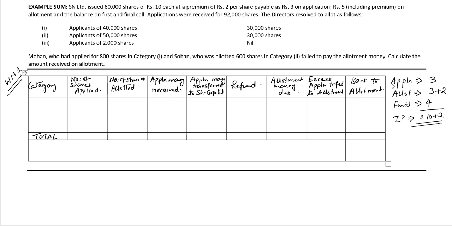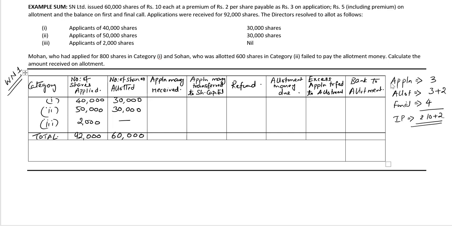The total of the number of shares applied column should be 92,000 shares, and the total of the number of shares allotted column is equal to the number of shares issued, which is 60,000 shares. We'll begin with the first category. For 40,000 shares applied, number of shares allotted is 30,000 shares. In the second category, for 50,000 shares applied, number of shares allotted is 30,000 shares. And the final category, it's rejection. Against 2,000 shares applied, none has been allotted.